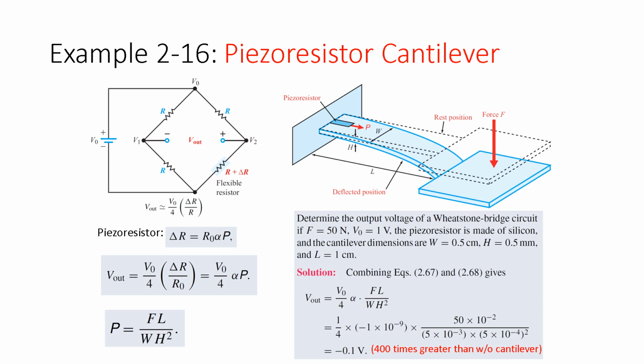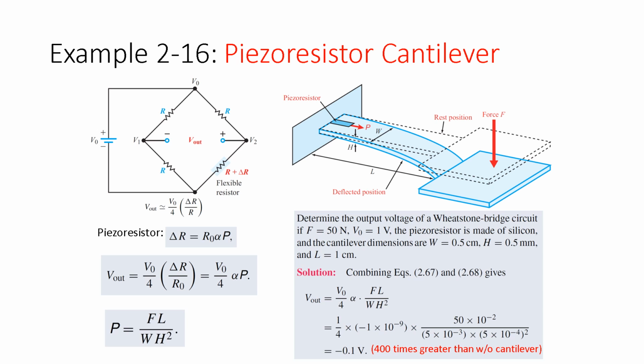And so this is 400 times greater than if there's no cantilever. So essentially what this is saying is the cantilever allows more change in resistance, and it's going to allow a greater potential difference between V1 and V2. And that is going to mean that we have a better signal coming in, and we have more data coming in, as opposed to if we didn't have a cantilever.